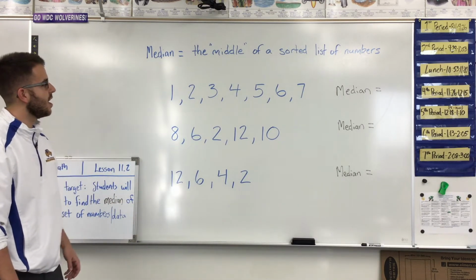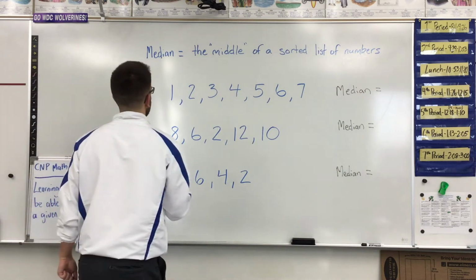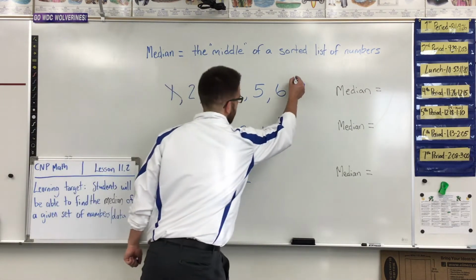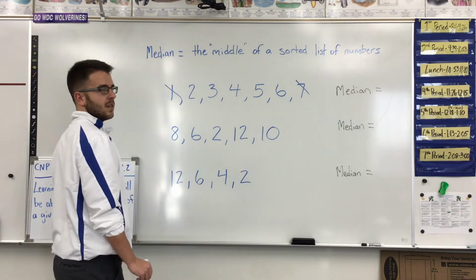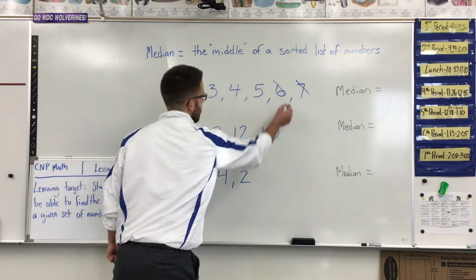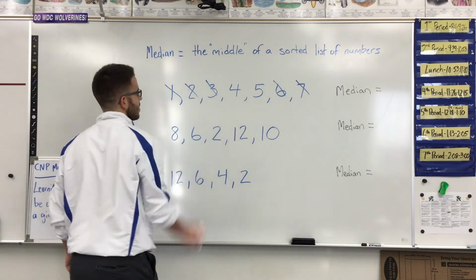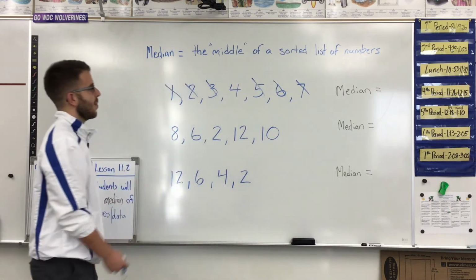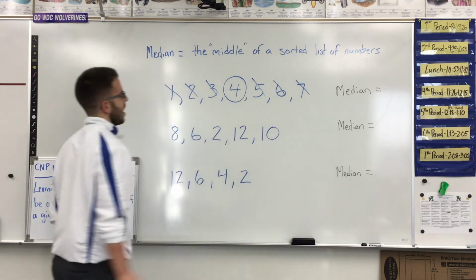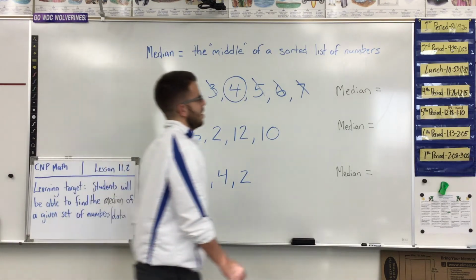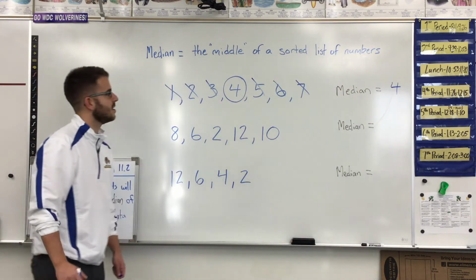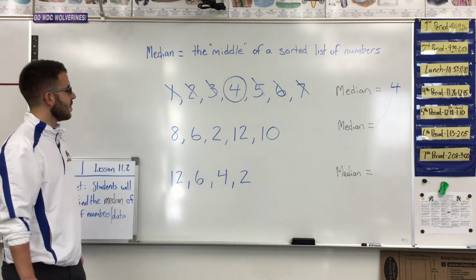This list is already least to greatest, so I can just start by crossing off the lowest number, then I cross off the biggest number, then I cross off the next lowest number, then I cross off the next biggest number, the next lowest number, and the next biggest number, and we are left with 4 as our median. 4 is the middle number of that set of data, or set of numbers.